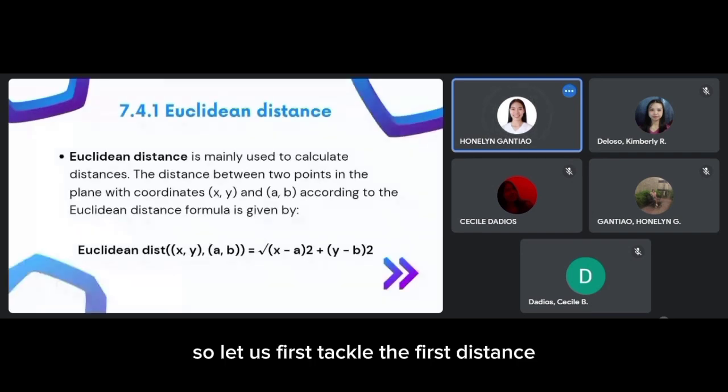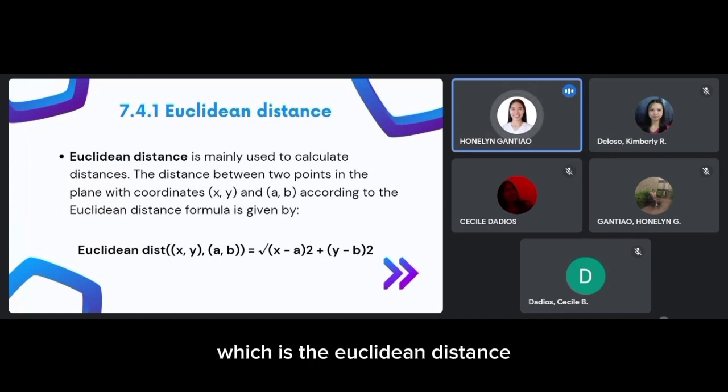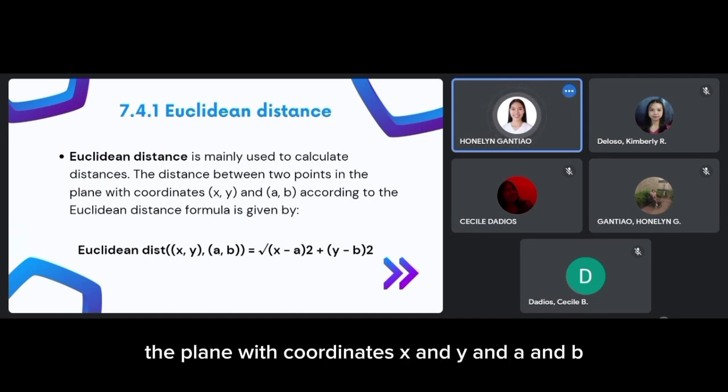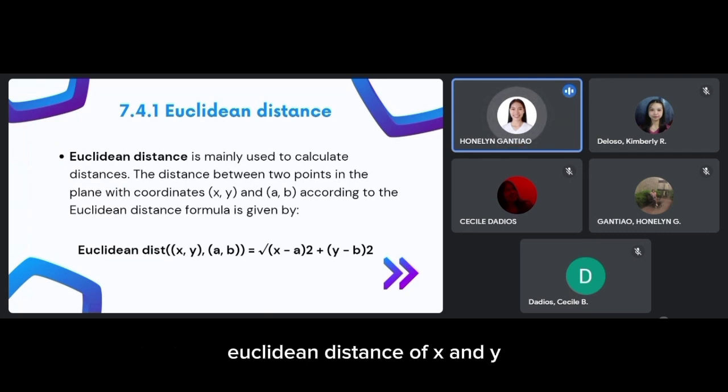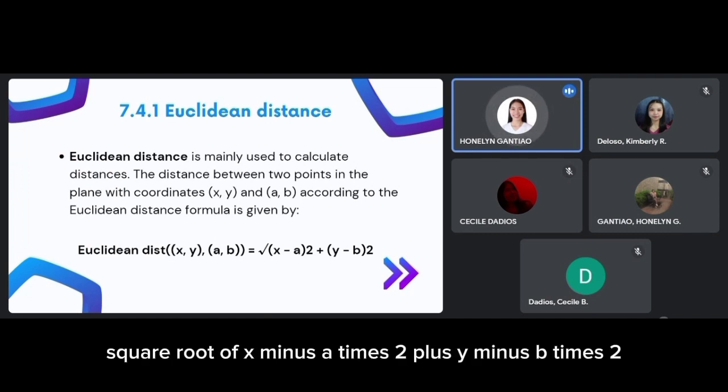Let us first tackle the first distance, which is the Euclidean distance. Euclidean distance is mainly used to calculate the distance between two points in the plane with coordinates (x, y) and (a, b). The formula is: Euclidean distance of (x, y) and (a, b) is equal to the square root of (x minus a) squared plus (y minus b) squared.